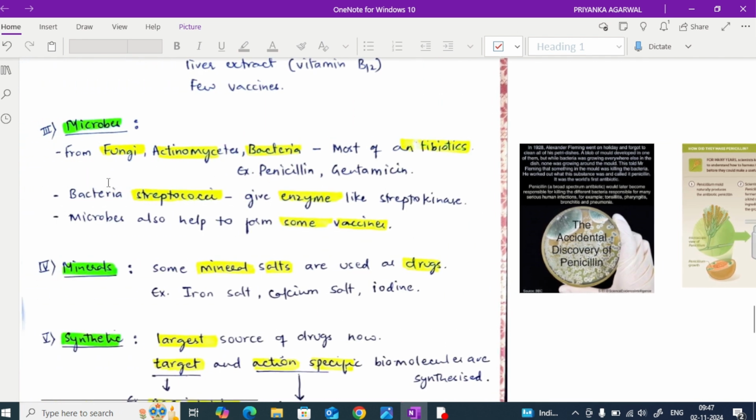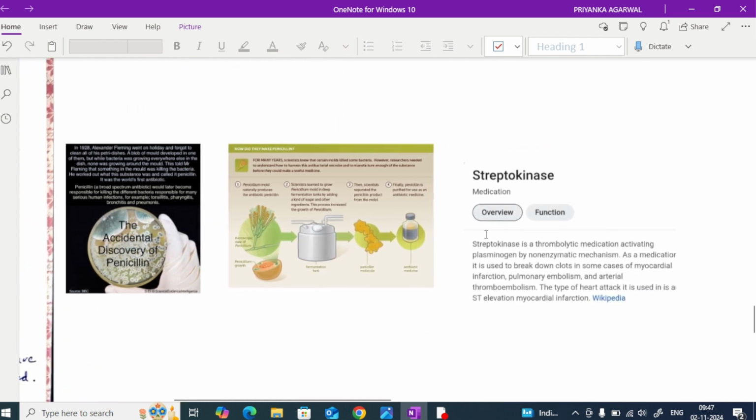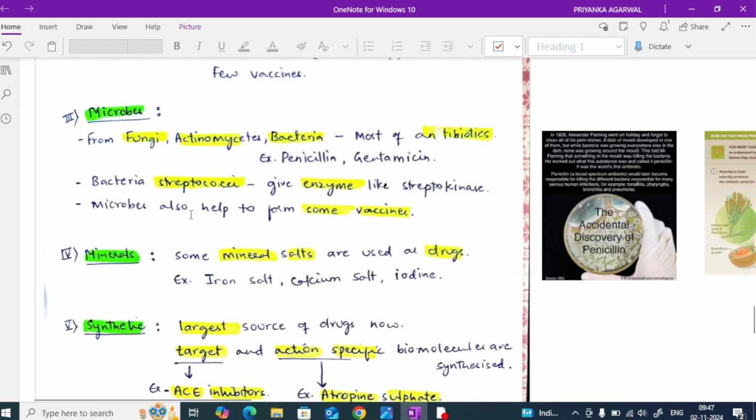Okay, so next, bacteria like streptococci, it is giving the enzyme like streptokinase. So streptokinase is something that breaks down the clots and it helps in the myocardial infarction cases. Okay, now microbes also help to form some vaccines. Okay, next coming to minerals. So some mineral salts are used as drugs, like example is iron salts, calcium salts, iodine. So they are used as drugs.